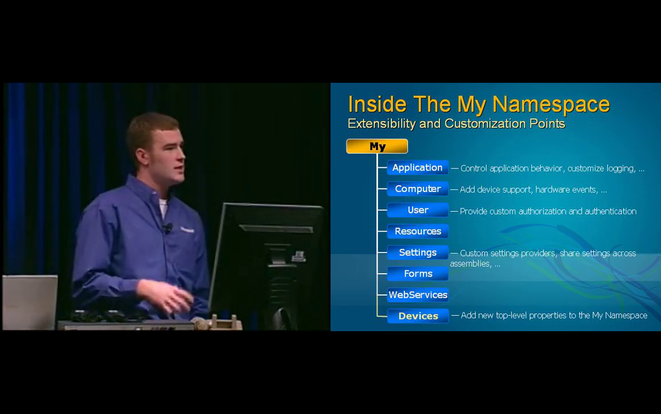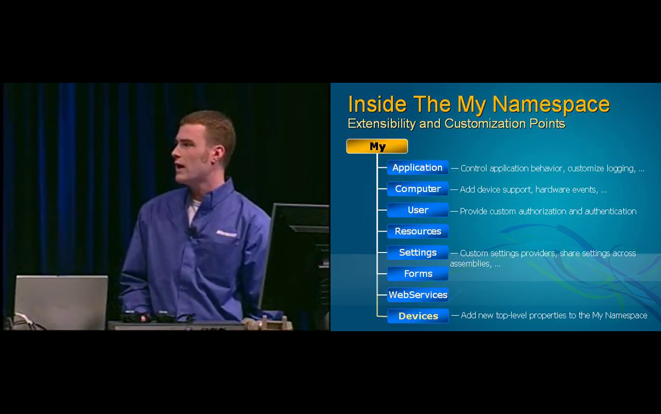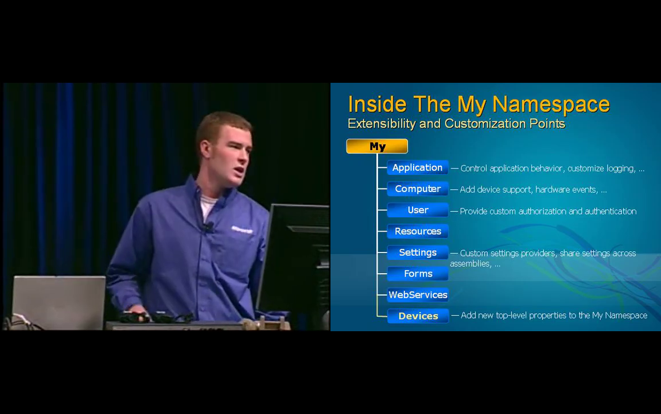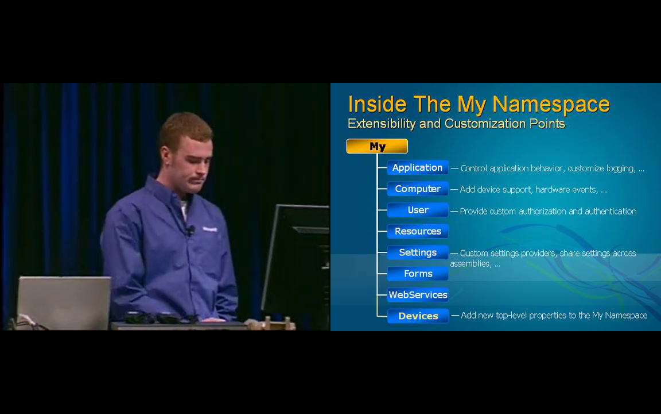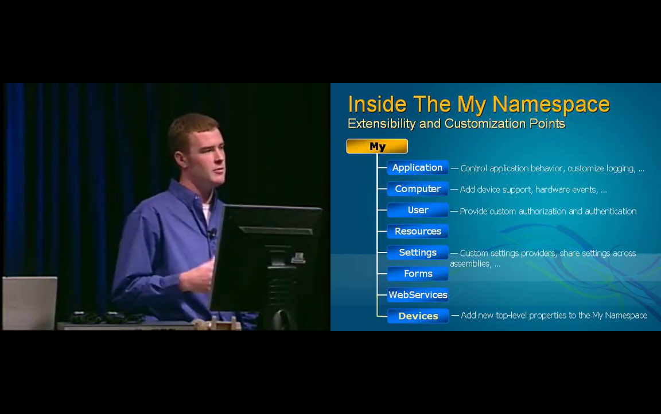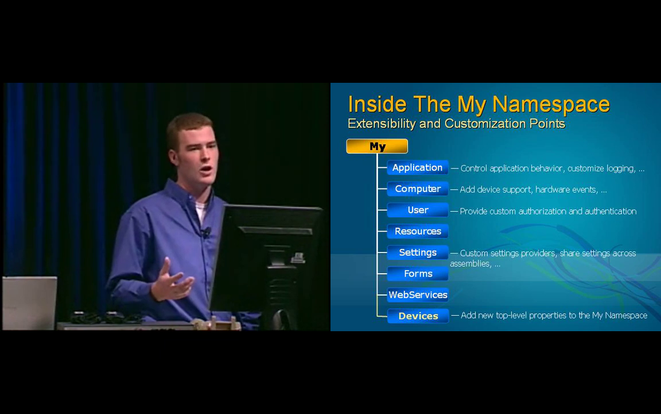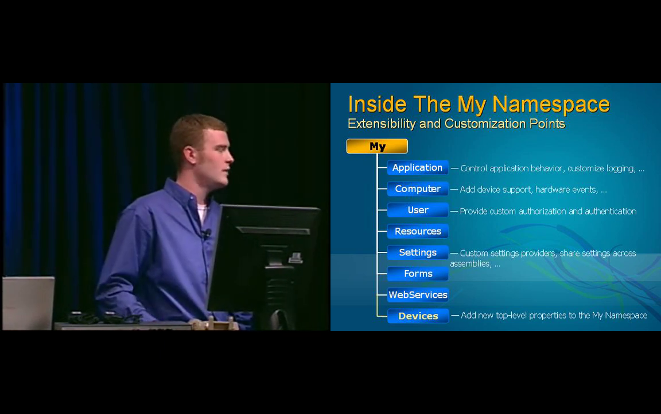My.computer follows the same extensibility model as My.application. You can add properties and methods to that. I'll probably add some hardware events and things like that at the end. And this is just a great place to extend, I think, because a lot of people find that they have specific hardware APIs that they like to call that would be best suited to fit within My.